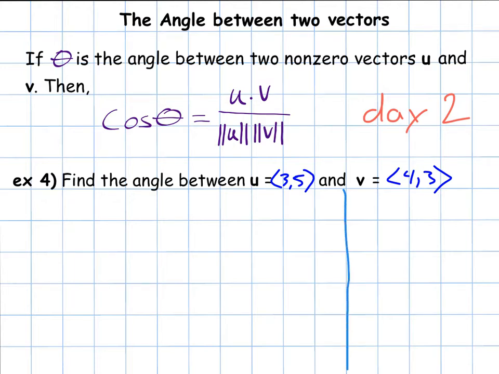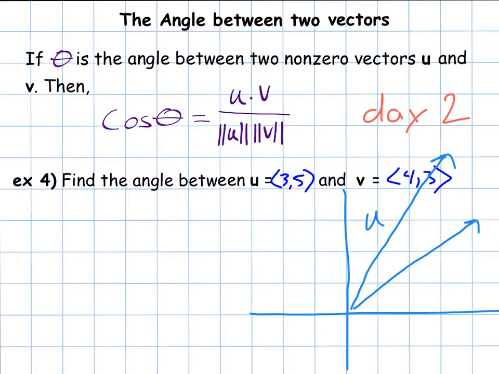Hopefully we have enough room here to do this. I have vector u, which is 3, 5. Kind of cutting off v here a little bit, but that's okay. And 4, 3. There's vector v. The angle that this formula is referring to is theta, right there.